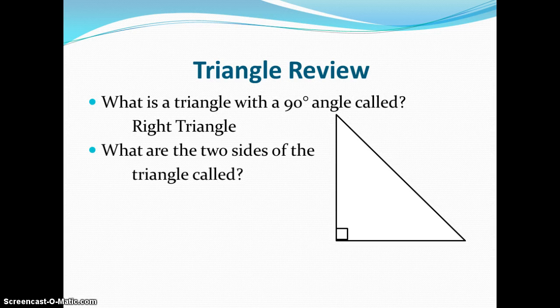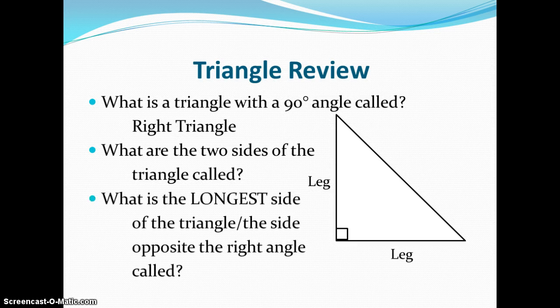What are the two sides of the triangle called? They're called legs. What is the longest side of the triangle, the side opposite the right angle, called? The hypotenuse.